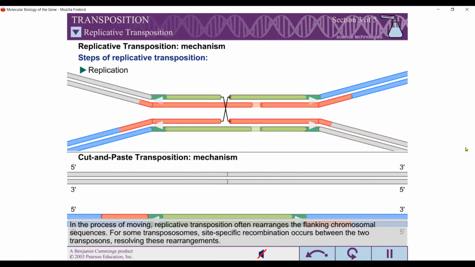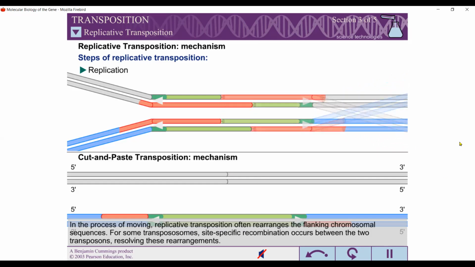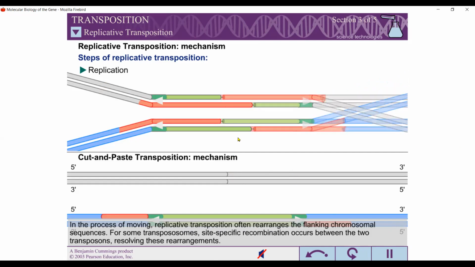Now, replicative transposition often rearranges the flanking chromosomal sequences. For some transposons, site-specific recombination occurs between the two transposons, resolving these rearrangements. So let's go over this once more. You see, in this position, this is the donor DNA, target DNA, donor DNA, target DNA. So they need to move back to their original position. So site-specific recombination is occurring. A copy of the transposon is present now in the donor DNA with a fresh copy of the transposon present in the target DNA.